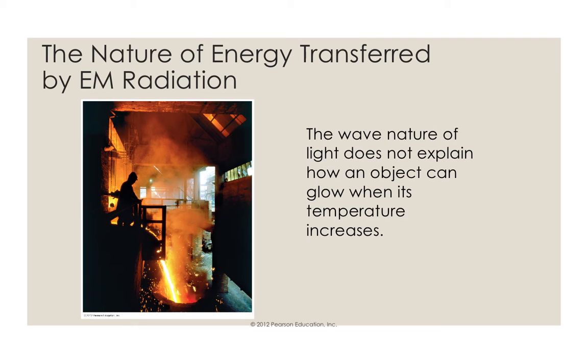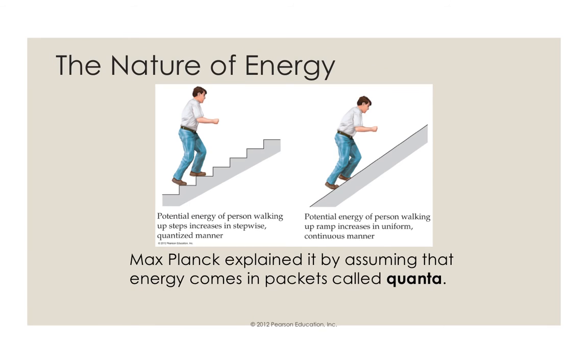We think of the waves of electromagnetic radiation, but the wave nature of light doesn't explain everything about what we see happening in the world. In other words, it doesn't explain how an object can glow when its temperature increases. So scientists had to come up with an explanation for this, and a German scientist by the name of Max Planck explained it by assuming that energy comes in packets called quanta. So rather than increasing the energy of something in a continuous manner, you basically have different levels of energy that electromagnetic radiation can be at.